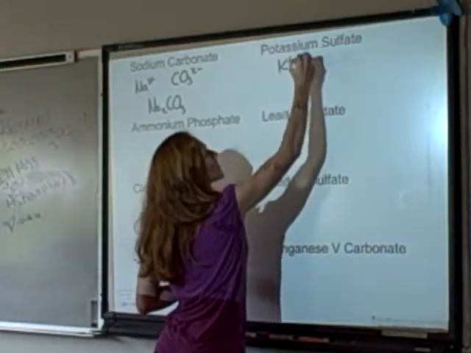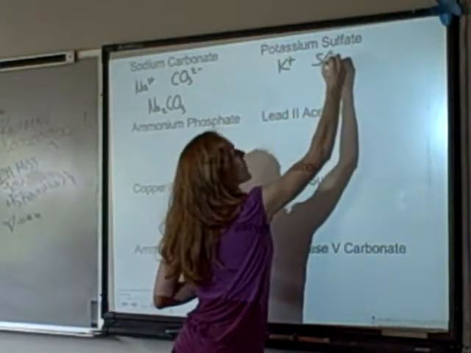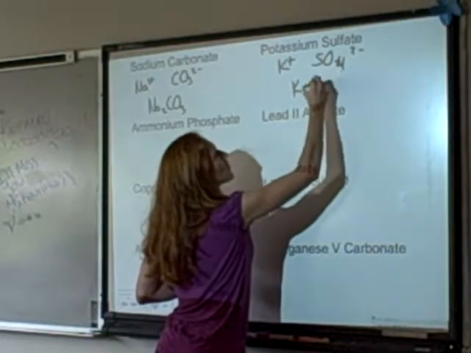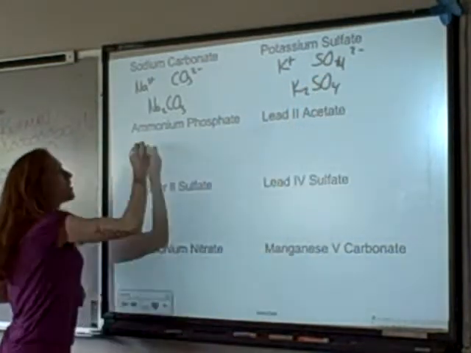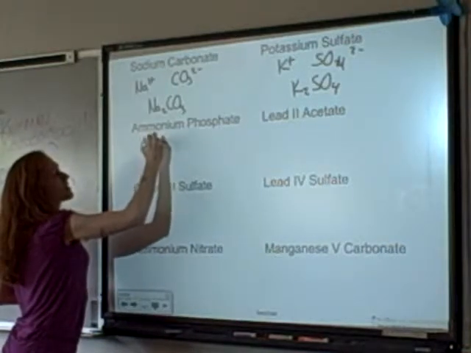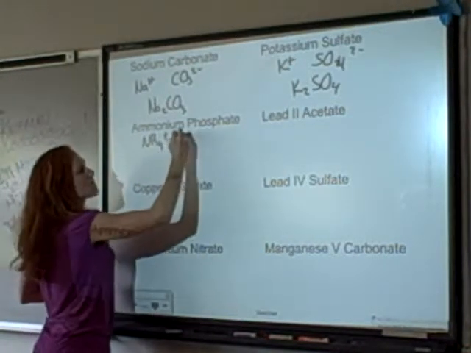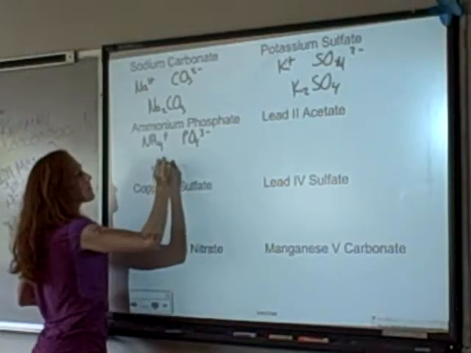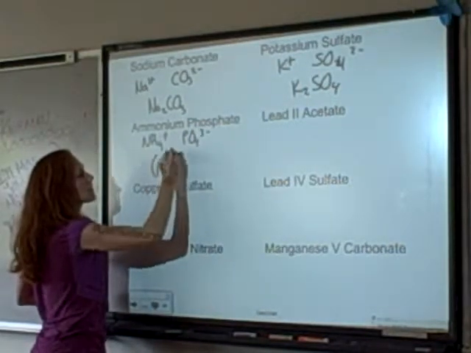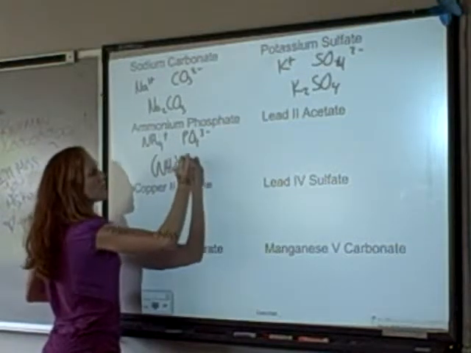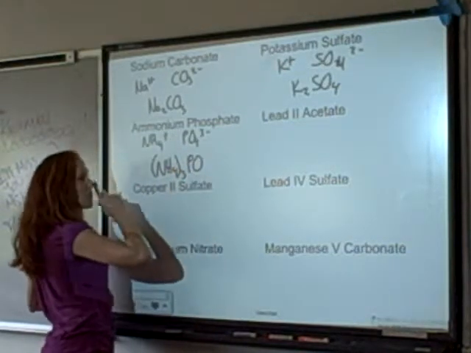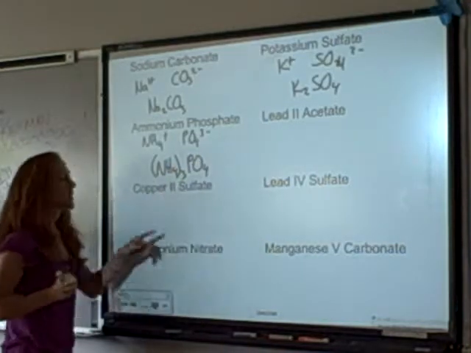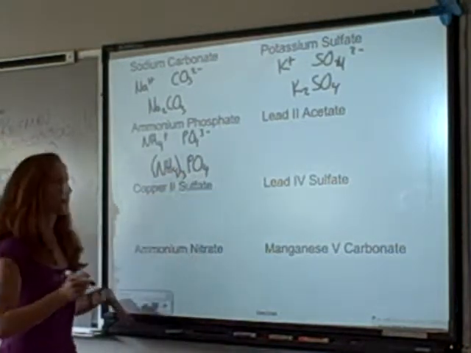Potassium is a K+, sulfate is SO4 with a 2-. I'm going to need 2 potassiums for the 1 sulfate. Ammonium is our polyatomic ion NH4 with a plus. Phosphate is PO4 with a 3-. I'm going to need 3 ammoniums to balance out the charge of the 1 phosphate. So NH4 in parentheses, 3 of them, PO4. Okay, that means 3 ammoniums, 1 phosphate.